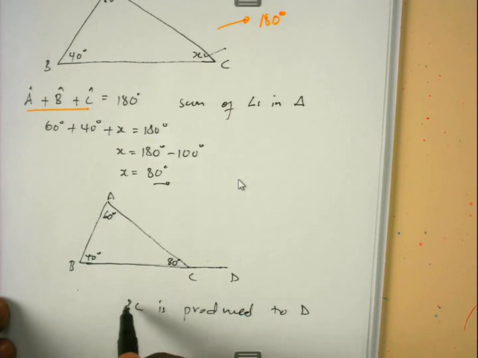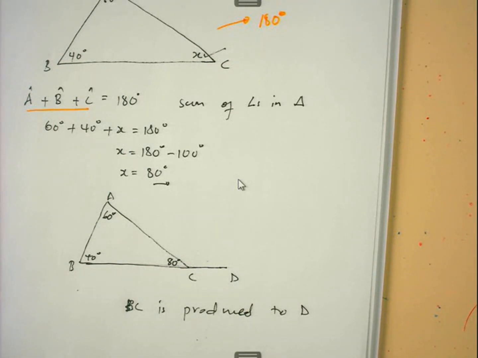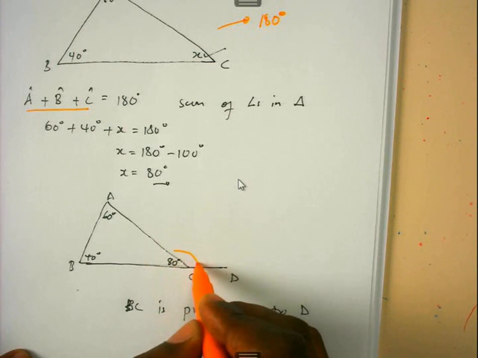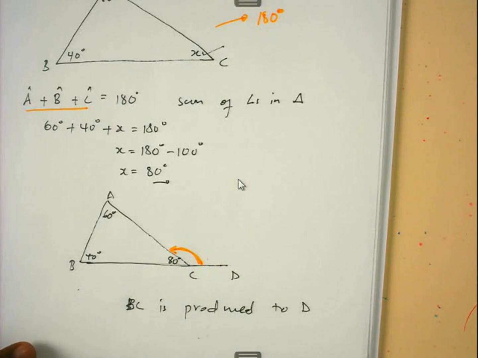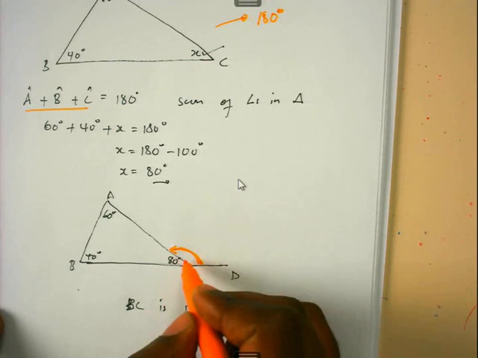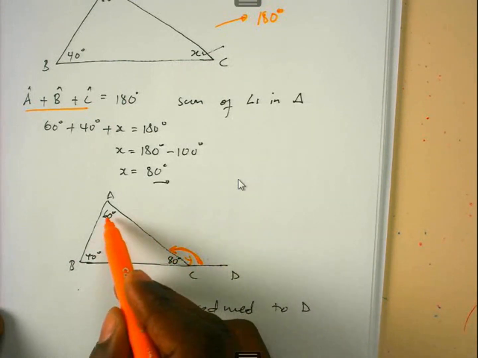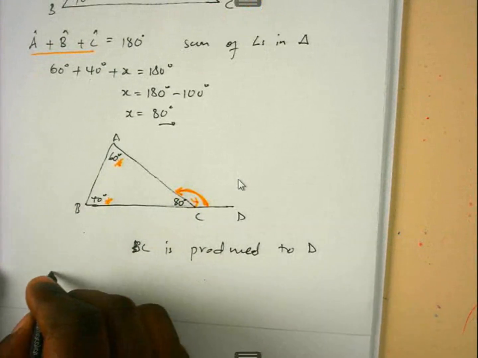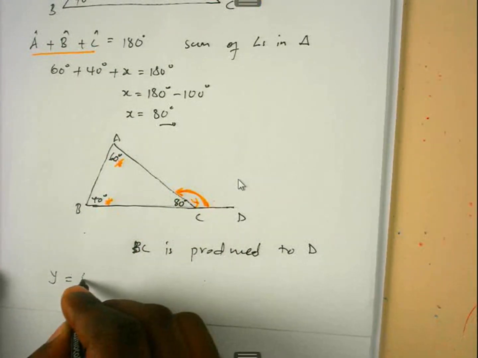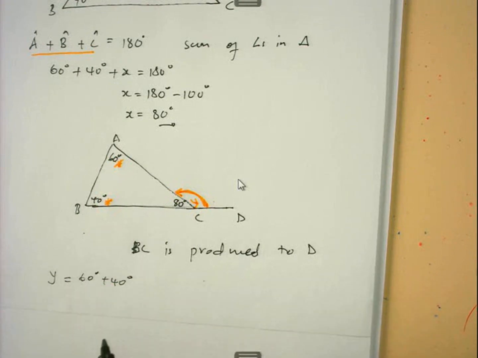Now when the statement says the line segment BC is produced to D, it means that we have the exterior angle, the angle outside the triangle. And what do we know about the angle outside the triangle? We know that the angle outside the triangle, if we call it Y, will be equal to the sum of two interior opposite angles. So it means that Y in this case, which is the angle outside, is equal to 60 degrees plus 40 degrees. And our reason there is what?